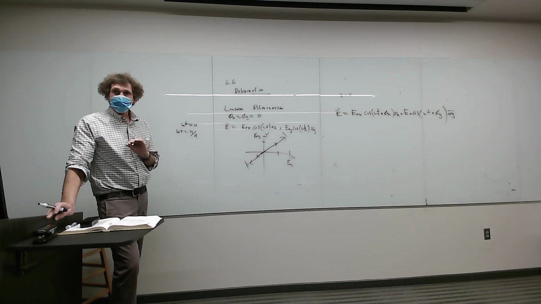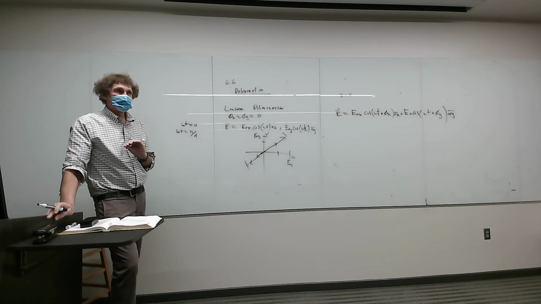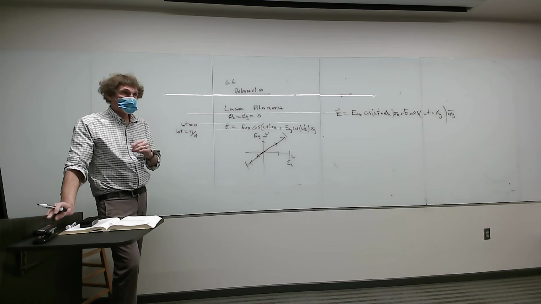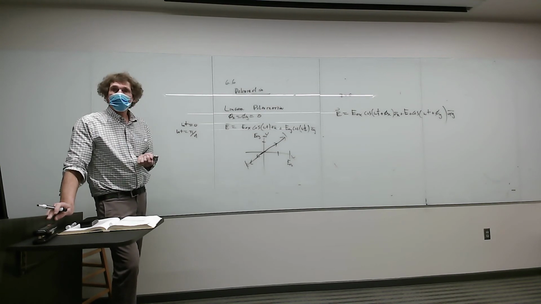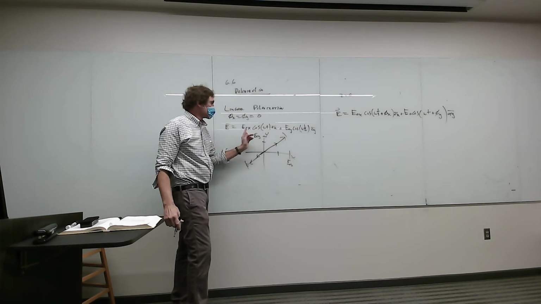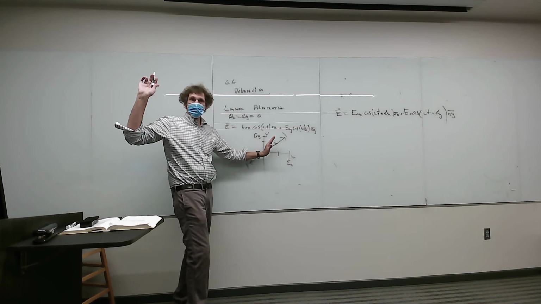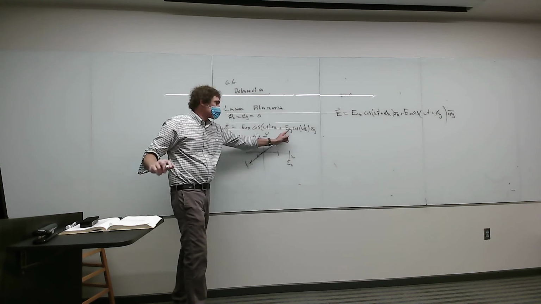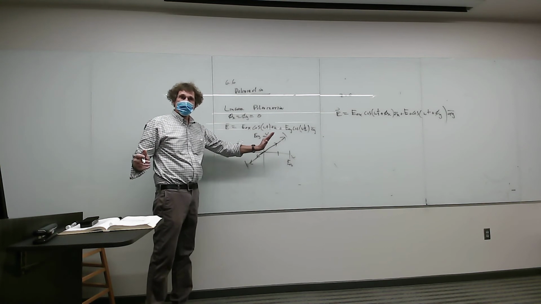I got a question for you. How would you make that tilt angle 45 degrees? Would you make E naught y and E naught x equal to each other? If you wanted a tilt angle here of 45 degrees, absolutely. You make these two equal, you see that? It would be 45 degrees. How many see that? If you make the magnitude of this equal to that, then the tilt angle is 45. Correct, class?